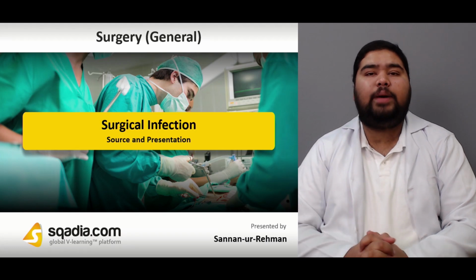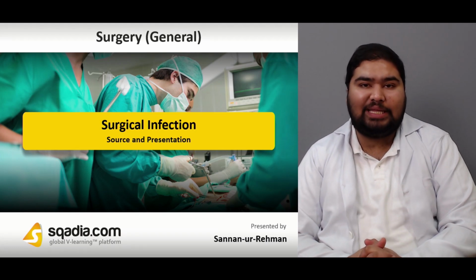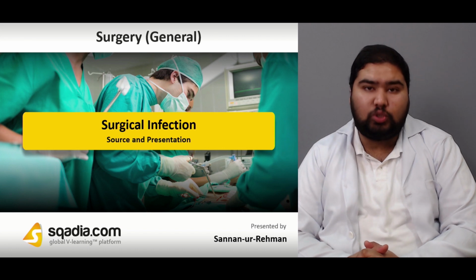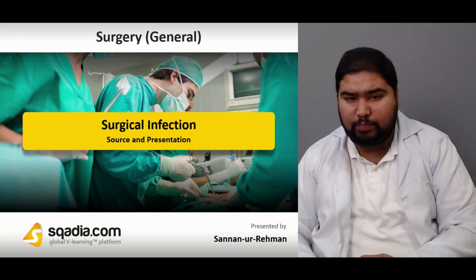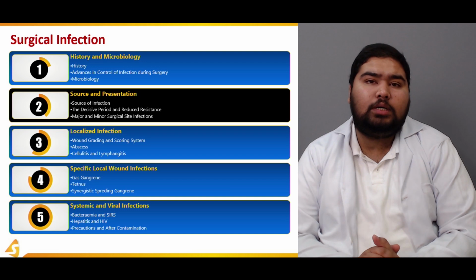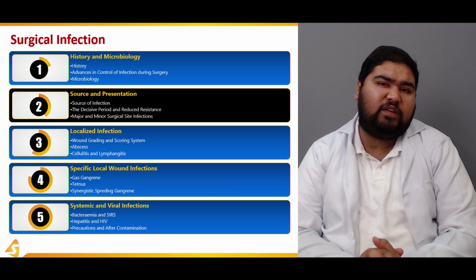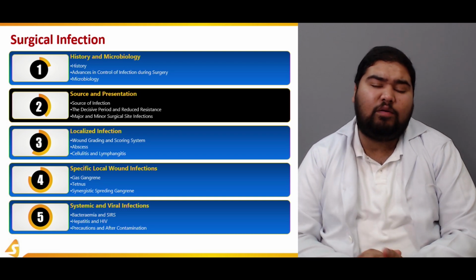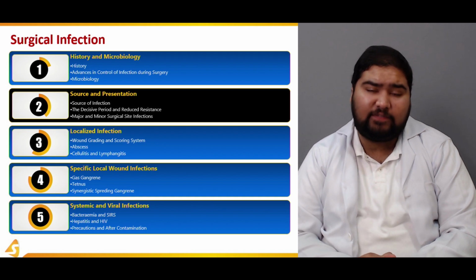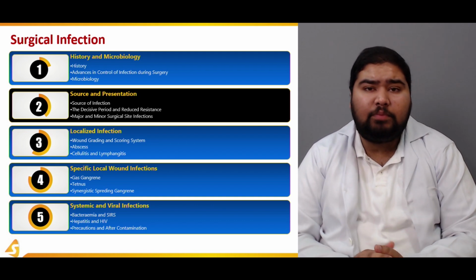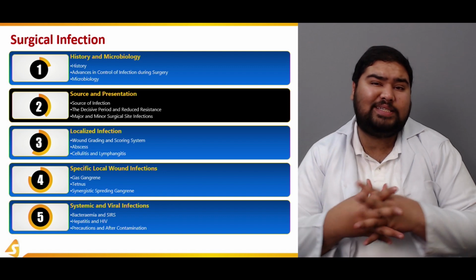So we're still talking about the surgical infections, and this section will deal with the source of infections and how to prevent them. So we'll talk about the source of infections. We'll see from where the infections actually develop, what are the factors that promote this infection. Then we'll talk about the decisive period.